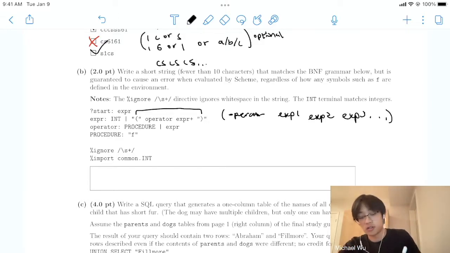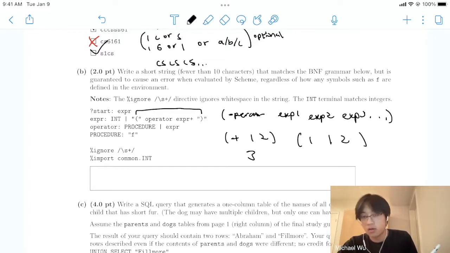Or like a procedure. So for example, if you had a Scheme expression like plus 1, 2, well, this is going to evaluate fine. It's going to equal 3. But if you had something like 1, 1, 2, well, Scheme doesn't really know what to do with that, right? You don't know, are you adding all of the elements? Are you subtracting? There's no procedure that you've defined. So this just happens whenever you have an integer literal as your operator. So let's see, does this BNF structure let us exploit that?